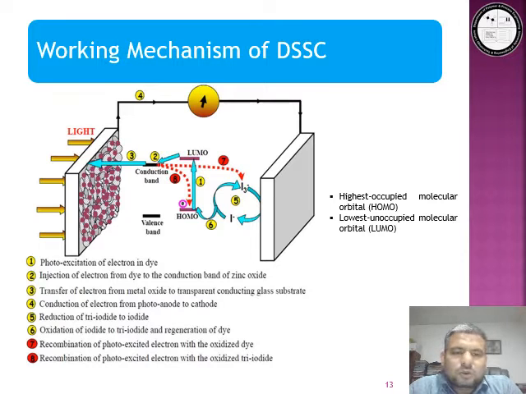The electrons are then injected into the conduction band of the metal oxide semiconductor. They pass through a mesoporous thin film of semiconductor and finally collect at the conductive substrate. Electrons from the photoanode then reach the counter electrode through an external circuit, as you can see in the figure. Meanwhile, the electrolyte regenerates the oxidized dye and then diffuses towards the counter electrode. At the counter electrode, a reduction reaction takes place and the electrolyte is regenerated here. In this way, the working cycle of DSSC is completed.